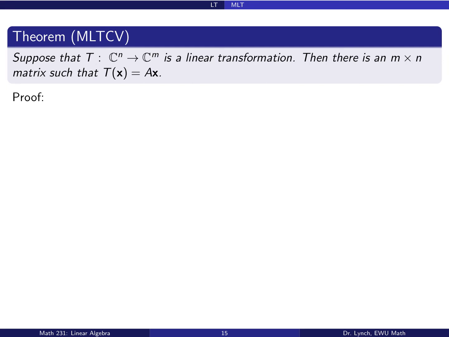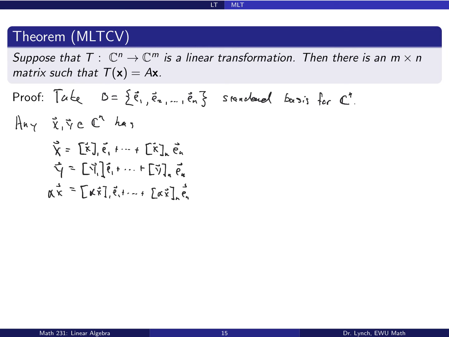Okay, it turns out that any linear transformation from Cn to Cm can always be represented by matrix multiplication. The proof here is constructive, and it not only shows us how to prove the theorem, but it also shows us how to cook up the matrix A.